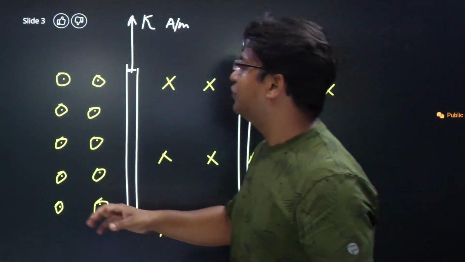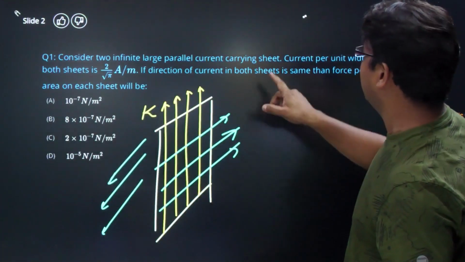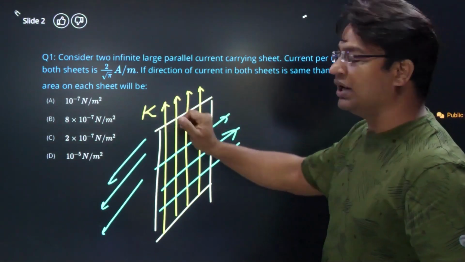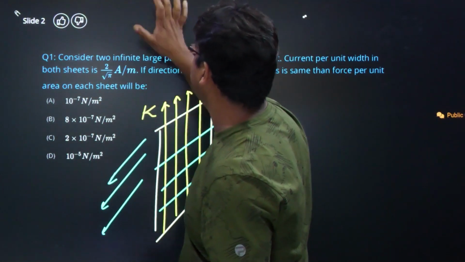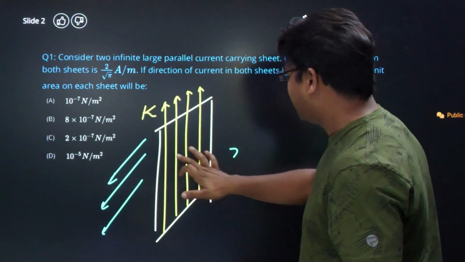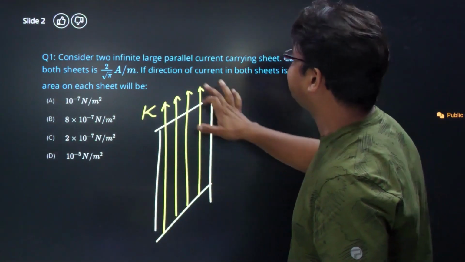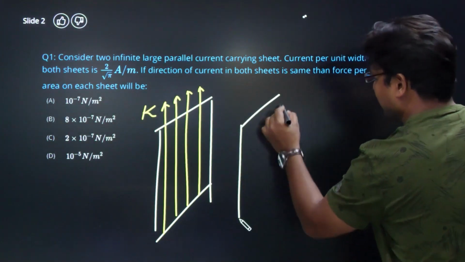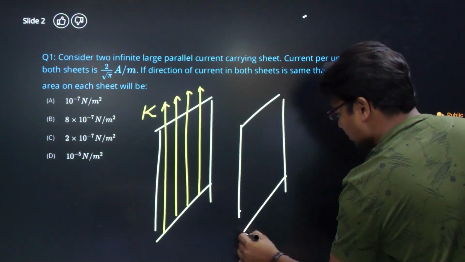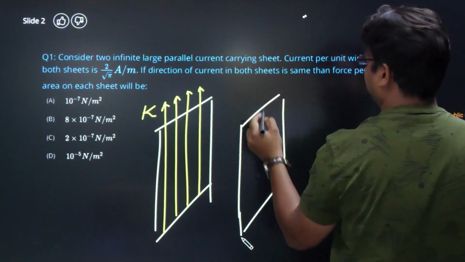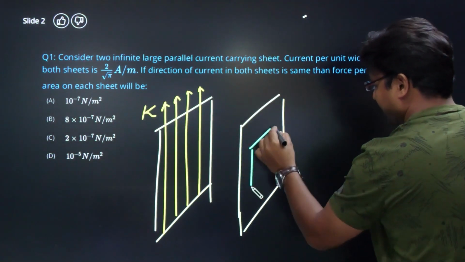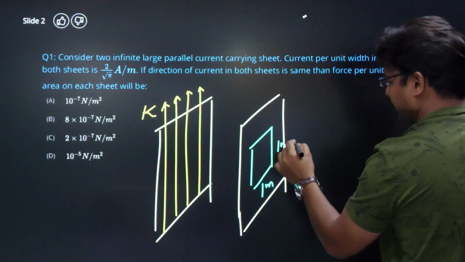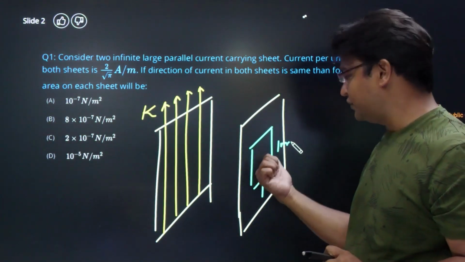We want to know the force per unit area. That is what we are seeking. We are seeking the force per unit width, force per unit area. Let's try to understand this question. So for that, let me again draw the sheet. If I draw the second sheet somewhat like this, we want to know the force on unit area. So I will select, let's say, an area of length 1 meter and 1 meter here, and I would want to know how much force is acting on this area.